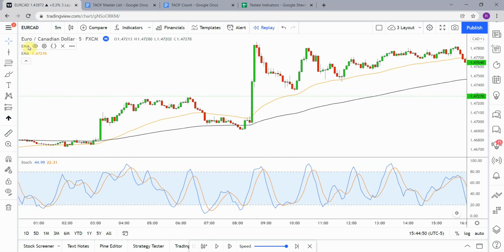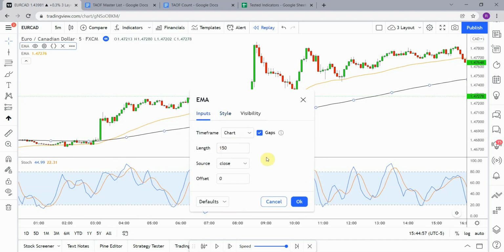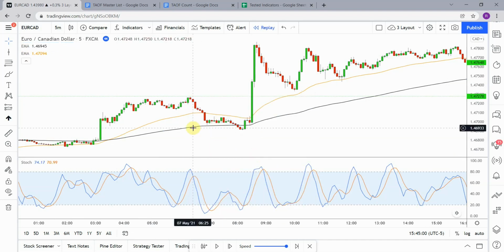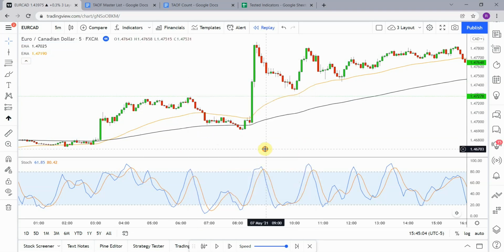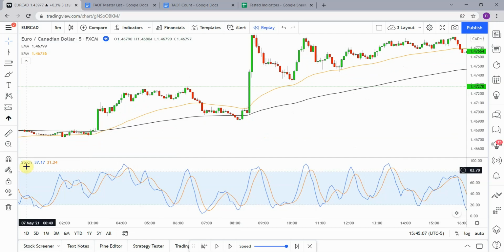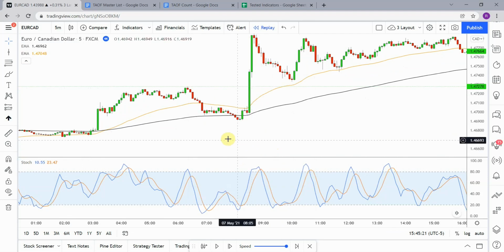And so we have 2 exponential moving averages. One of them is set to a 150 period. That's going to be the black one. And then the orange one is set to a 50 period. Then we have just the standard stochastic here on the bottom of the screen, with each K percent and D percent smoothing all set to 5. Other than that, everything else is on default.